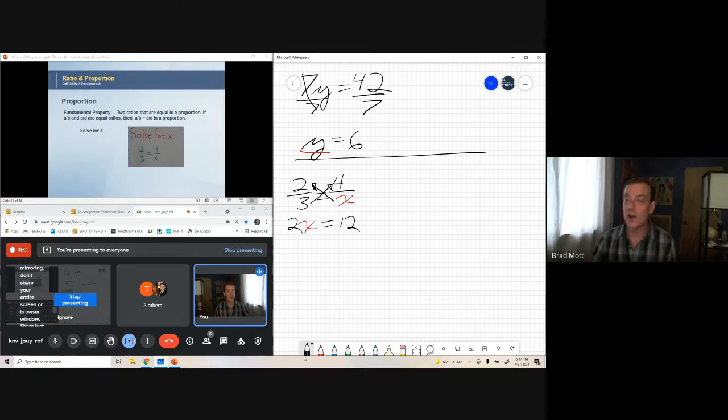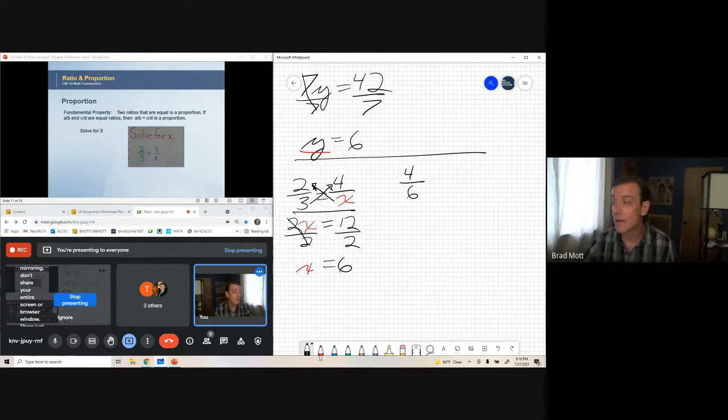And now we solve for x by dividing both sides by 2. So the 2 goes away. We are left with x is equal to 6. Okay, and if you're not sure and you want to check your work, go back to your original equation and plug in 6 for x and simplify.